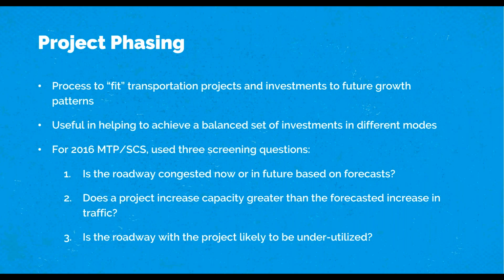We went through that process with the 2016 MTP SCS, which is the current adopted plan, and we're repeating that with this plan. And the key differences are that we're looking at a 2040 horizon year, we have an updated regional forecast and growth allocation, and we have all the projects that were nominated through the call for projects.